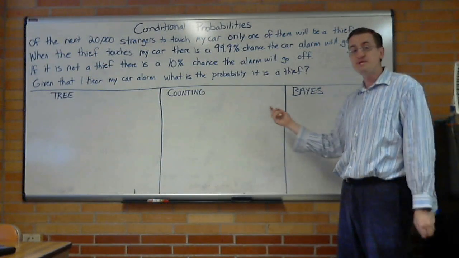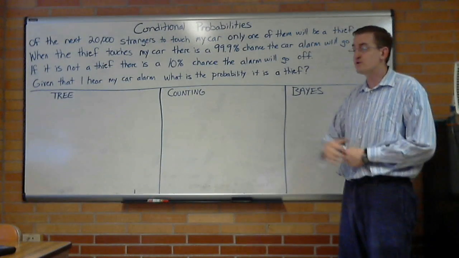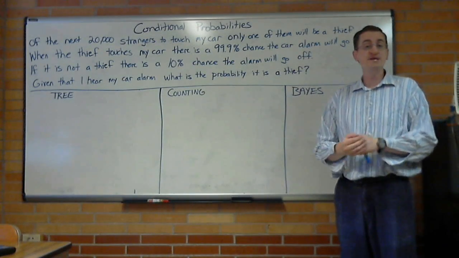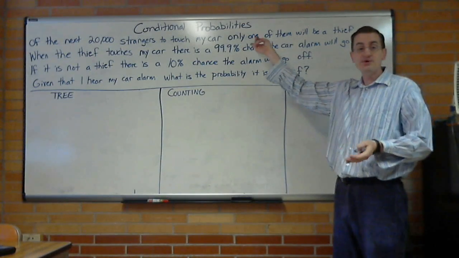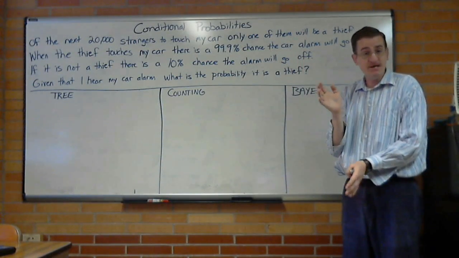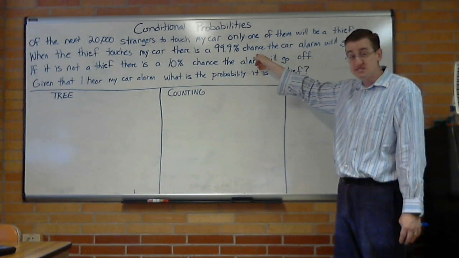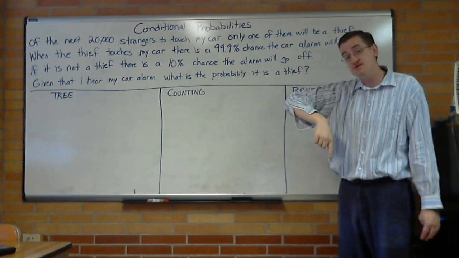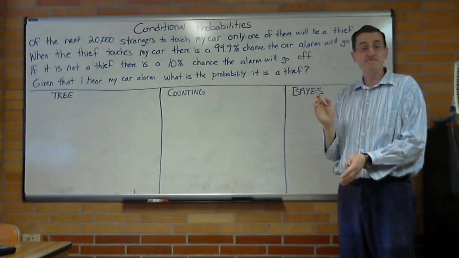We're going to do this with 3 different methods. I want to put them side by side, assuming I have room on my board. Let's start with the tree method. For the tree method, I need to figure out which branch it should have first. Whether it's a thief or a stranger doesn't depend on any other scenario. But whether the car alarm goes off does depend on whether we're talking about the thief or just some other stranger. So my first branch needs to be thief or stranger.